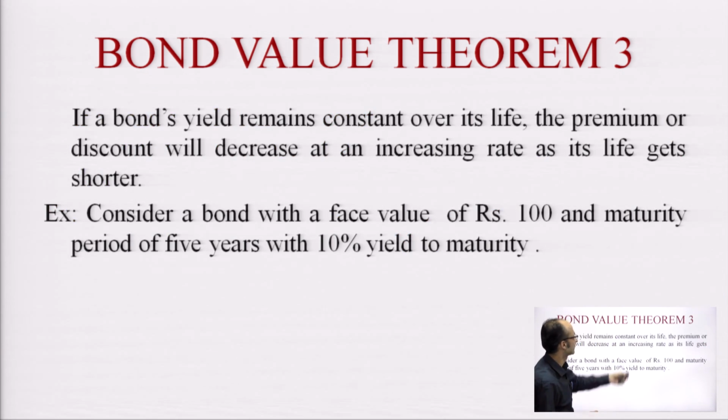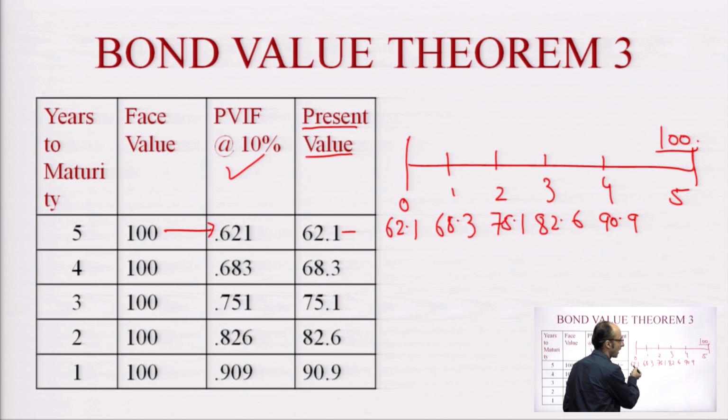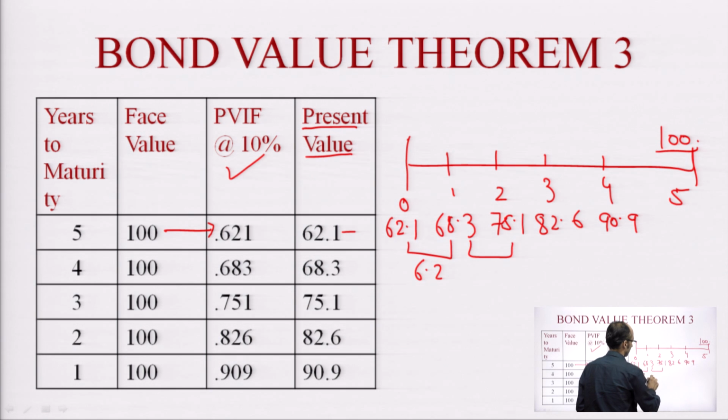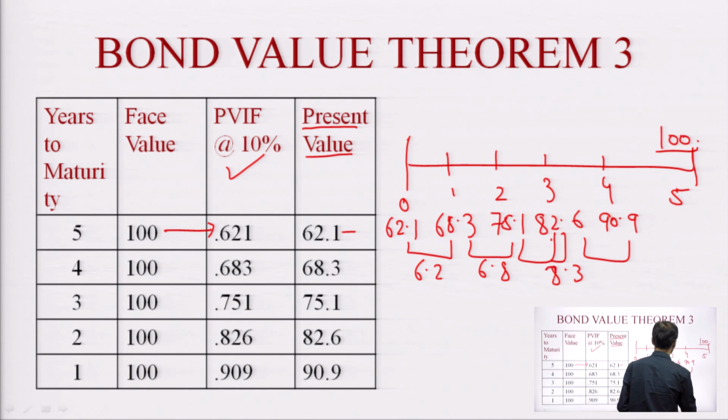Now you can clearly see the relationship that was described in the previous slide, that if a bond yield remains constant over its life, the premium or discount will decrease at an increasing rate as its life gets shorter. You can clearly see here the discounts are declining at an increasing rate. How is it increasing? You can clearly see the differences between these values year on year. Here the difference comes out to 6.2, here roughly 6.8, here 7.5, here 8.3, and here the difference comes out to 9.1.